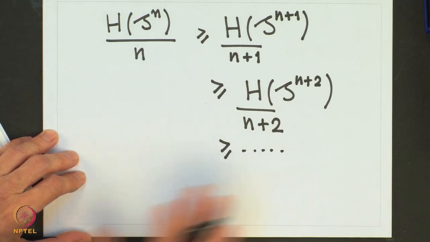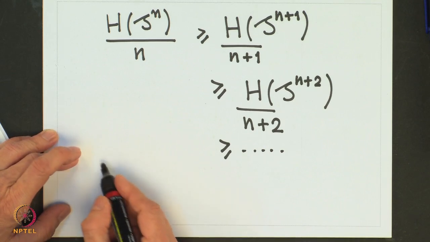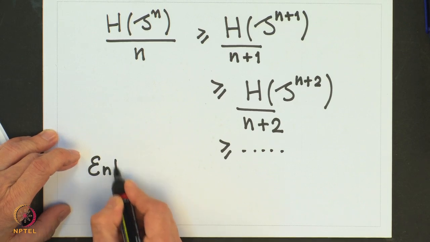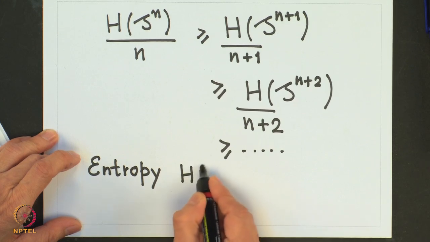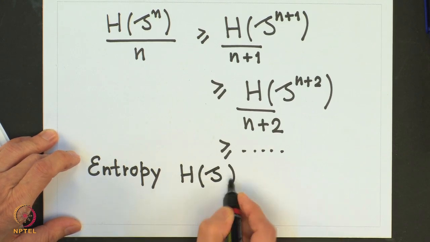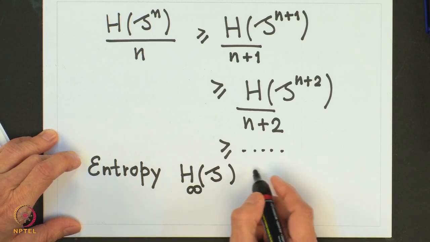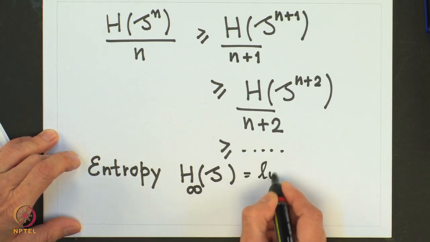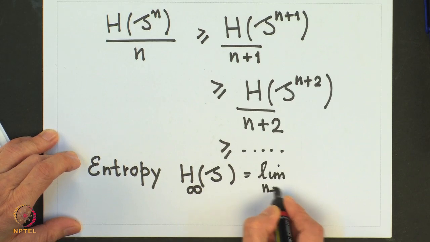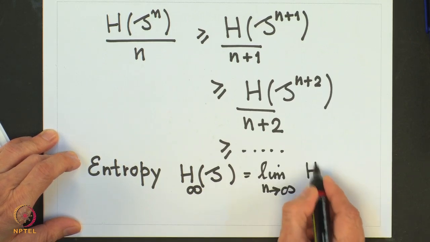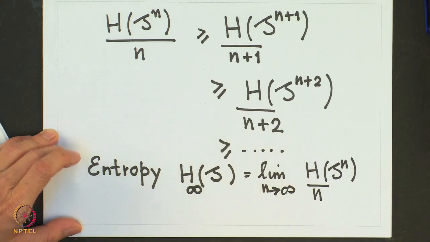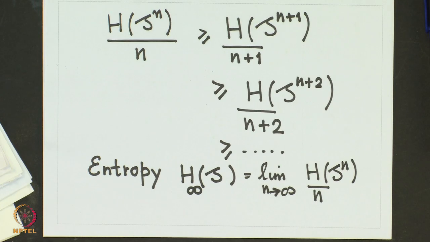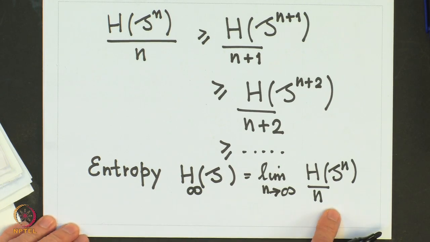So, the entropy of a source with memory is defined as the limit of this quantity, and we can show that this limit exists.